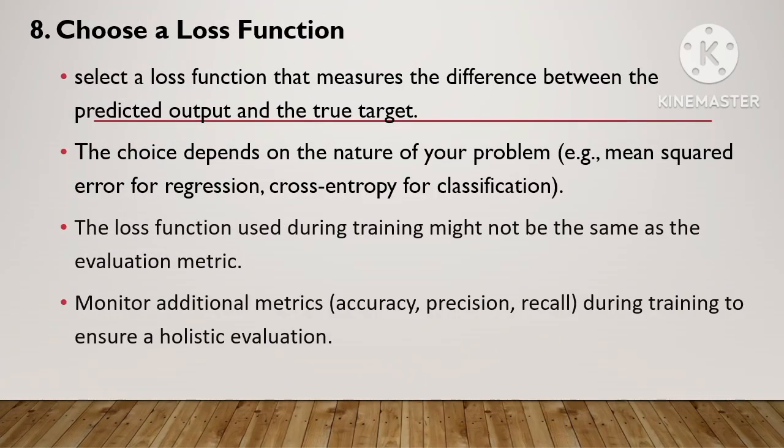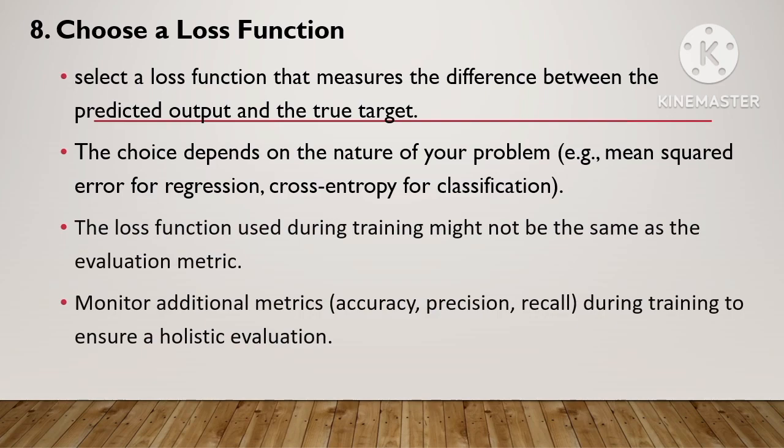So we go to step number 8 where we choose a loss function. We need to select a loss function that measures the difference between the predicted output and the true target. Yeah. The predicted output and the true target. The choice of a loss function depends on the nature of your problem. For example, mean squared error for regression or cross entropy for classification. So whether you are doing regression or classification, you use a loss function accordingly.